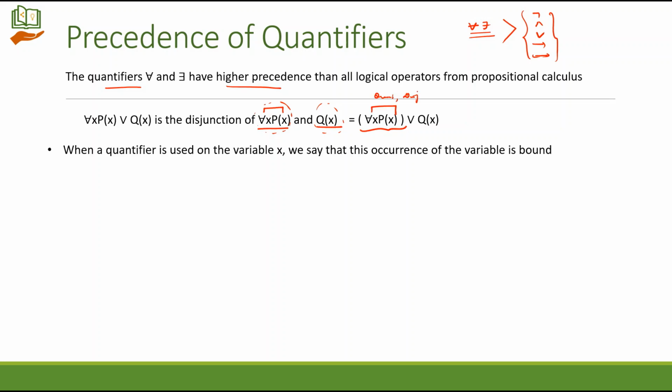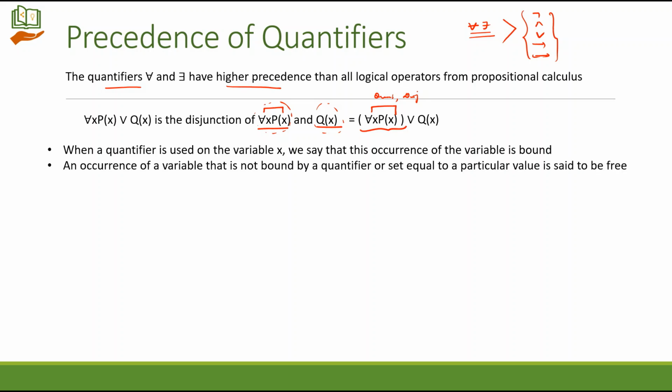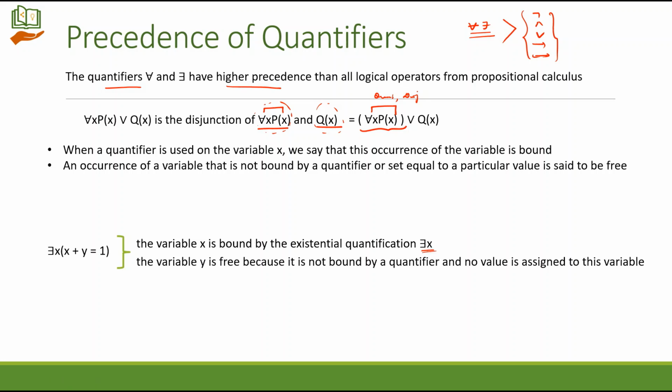When a quantifier is used on the variable x, we say that this occurrence of the variable is bound. An occurrence of a variable that is not bound by a quantifier or set equal to a particular value is called free. Let's take an example: there exists x such that x plus y is equal to 1. The variable x is bound by the existential quantification. The variable y is free because it is not bound by a quantifier and no value is assigned to this variable. Here the quantifier applies only to x and not to y. So here x is bound but y is free.